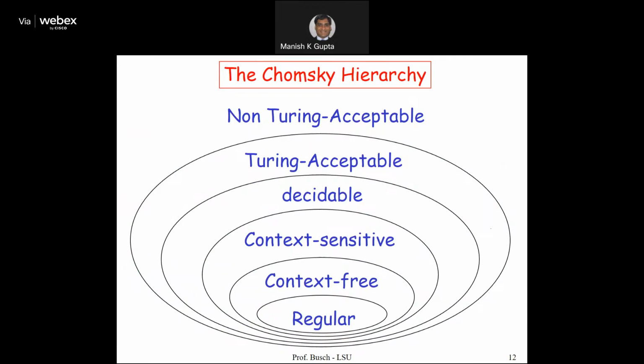And this is the Chomsky hierarchy: regular languages, context free, context sensitive, decidable, Turing recognizable, non-Turing recognizable. So there is a Turing barrier also. We saw that there are languages beyond that, and that's all.